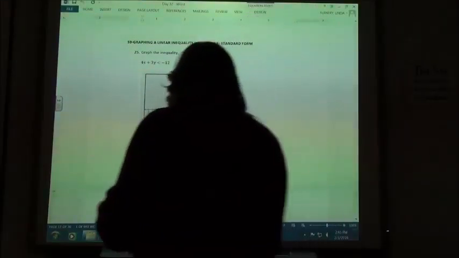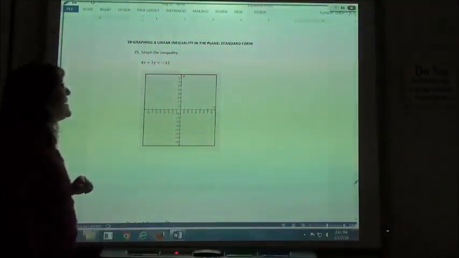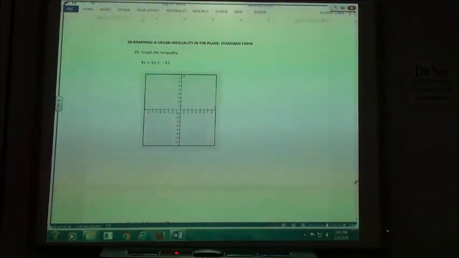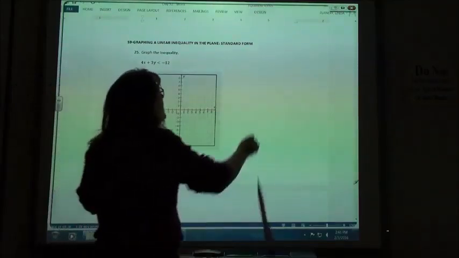Problems 25, 26, and 27, we are going to graph something that's in standard form. You could rearrange it and solve it for y, but you have to remember if you divide by a negative, you have to flip your inequality sign. A lot of people make mistakes doing that. So I like to graph anything that's in standard form by finding my x and my y intercept.